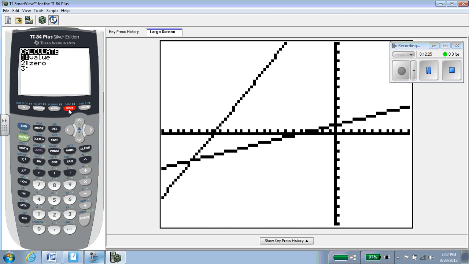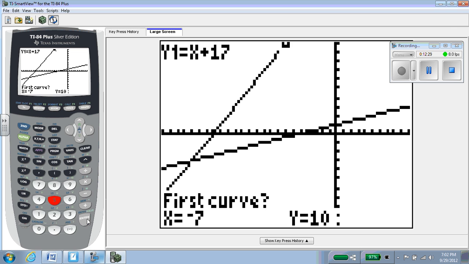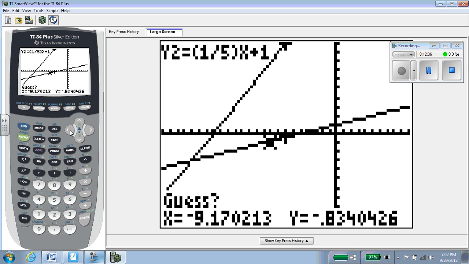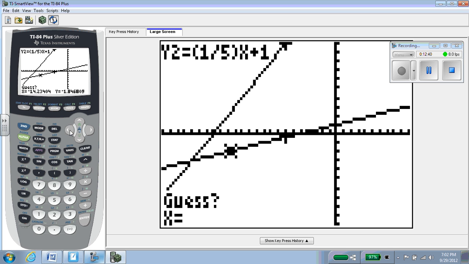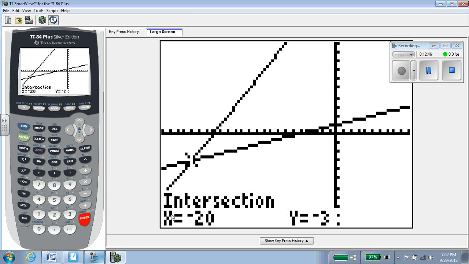Second, calculate. Number 5. Yes, that's the first curve. Yes, that's the second curve. And my guess is that it is over here. So the intersection is at negative 20, negative 3. So negative 20 comma negative 3.